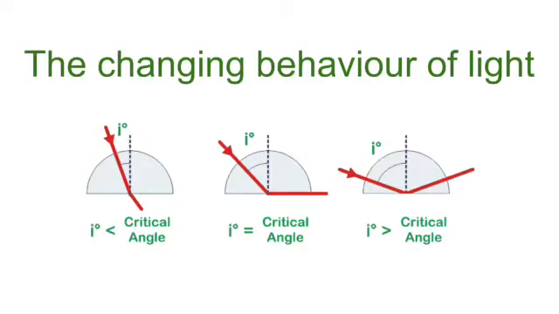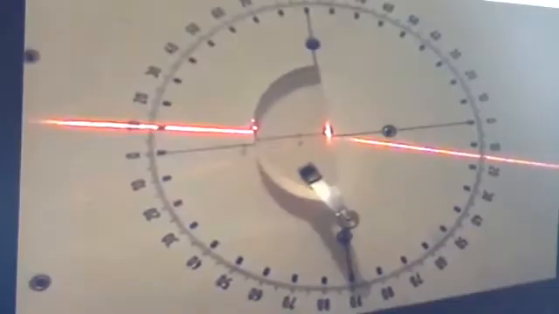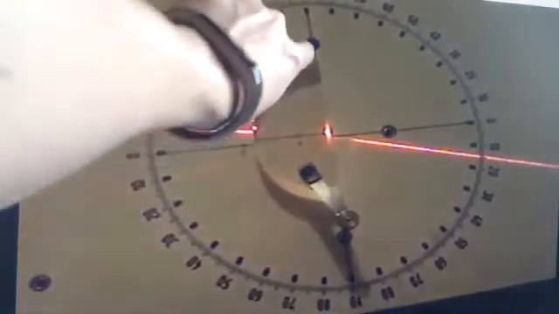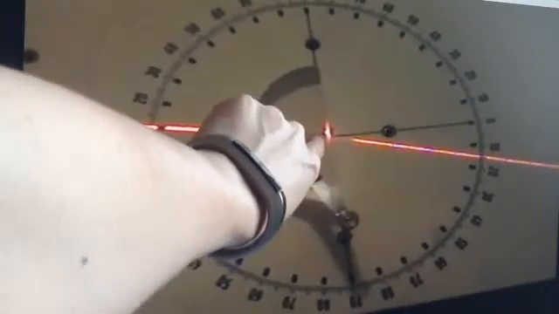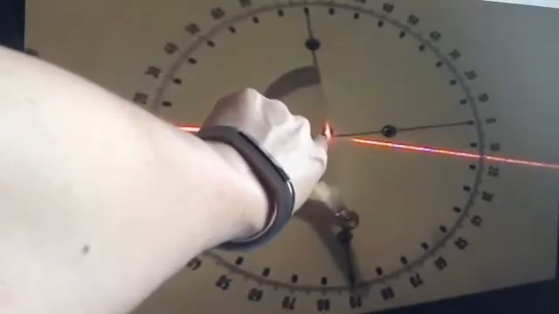In this video I am going to review how light travelling through a semicircular glass block into air changes its behaviour depending on the angle of incidence. The reason I'm using a semicircular block is so we can focus just on what's happening at the glass-air boundary. That's the boundary here. You're looking at this bit of the experiment.